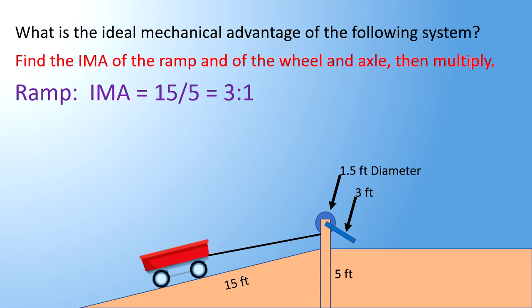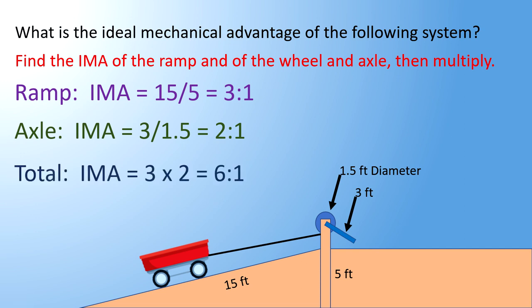So the ramp will be 15 divided by 5, which gives us 3. So it has a mechanical advantage of 3 to 1. The axle, we take the 3 divided by 1.5. That gives us 2. So it has a mechanical advantage of 2 to 1. Now to get the total ideal mechanical advantage, we multiply them together and we get a total mechanical advantage of 6 to 1.